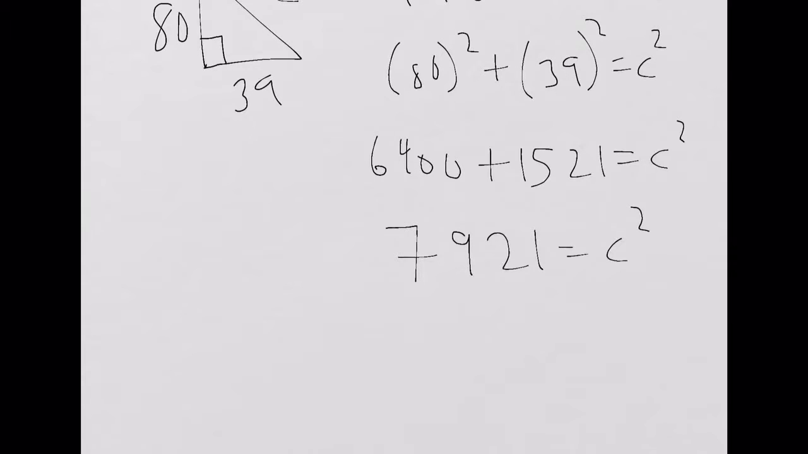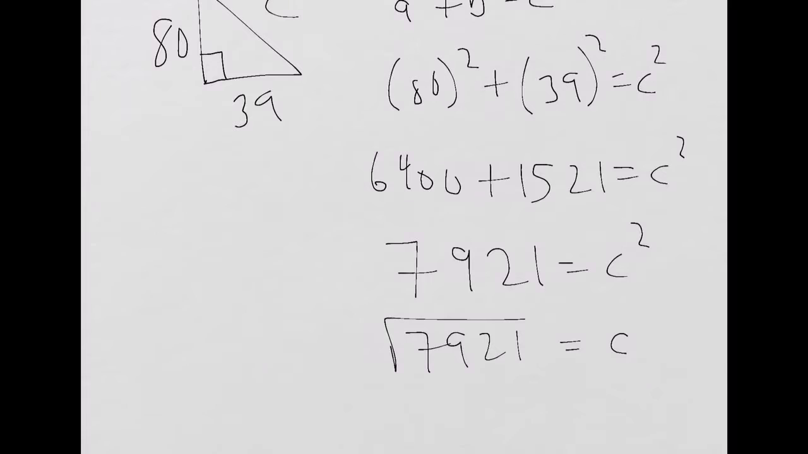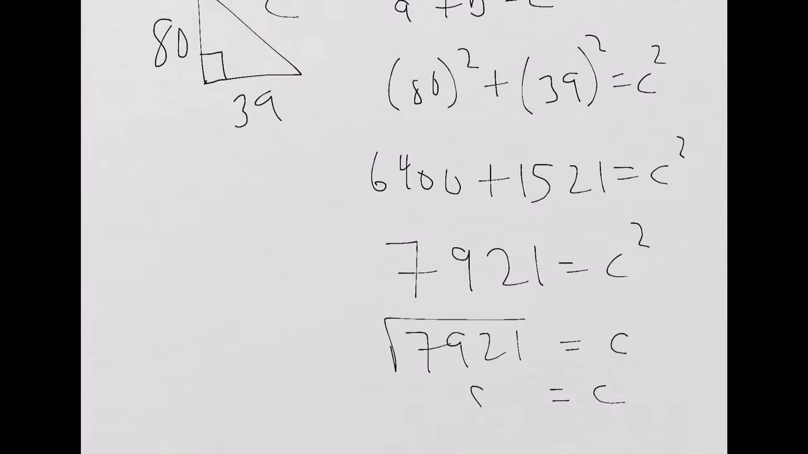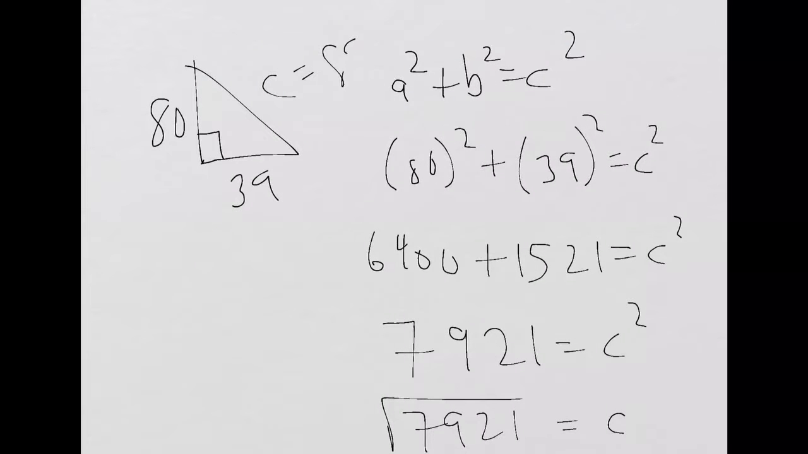So if I want to find out what c is, I need to take the square root of 7921. And when we do that, we get 89. And again, in the right triangle, your hypotenuse, which only happens in the right triangle, is going to be opposite that right angle, and it's also going to be the largest side.